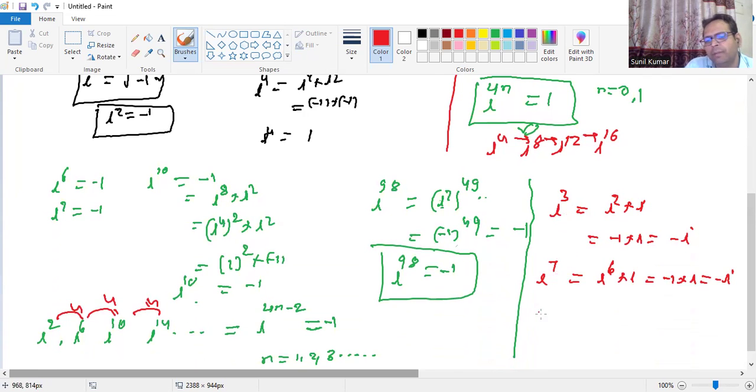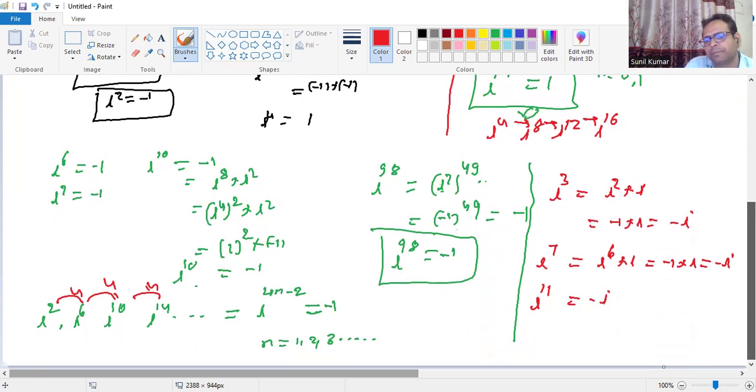After i power 7, next we get 11. That value also becomes minus i. So we are getting a series here. What are we getting? 3, 7, 11, and so on. That is i power all this. This is the coefficient, this is the power we have.